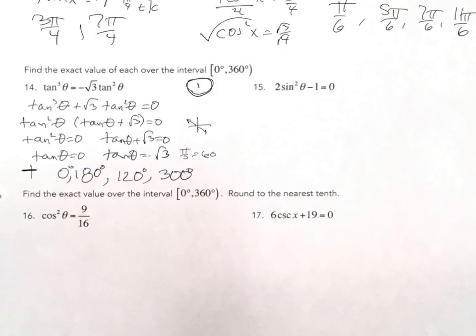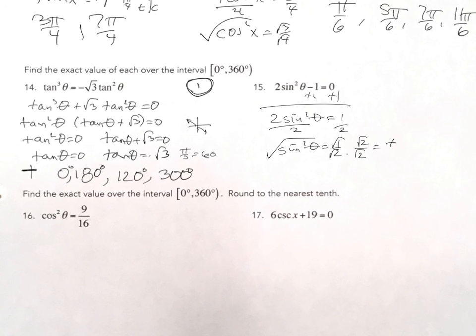For number 15, we just did this problem on something else very recently. We'll add 1. So 2 sine squared theta equals 1, and then divide by 2. So sine squared theta equals 1/2. Now we're going to take the square root. Remember, when you take the square root, no radical in the bottom, so we'll rationalize it. Also, we get a plus or minus. So we're going to have 4 answers. We're looking at your 45s here. So the answer, of course, 45 degrees, 135 degrees, 225, and 315.